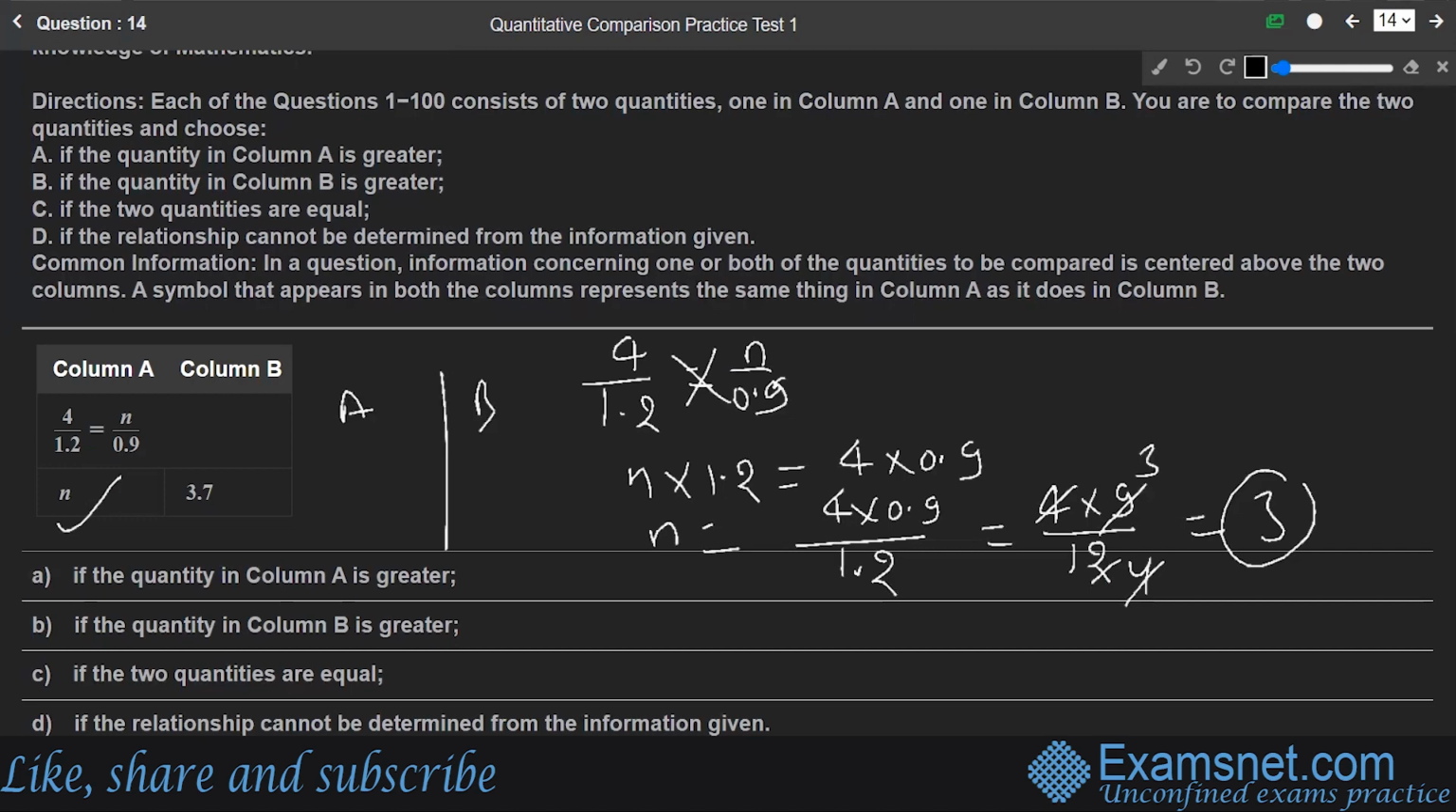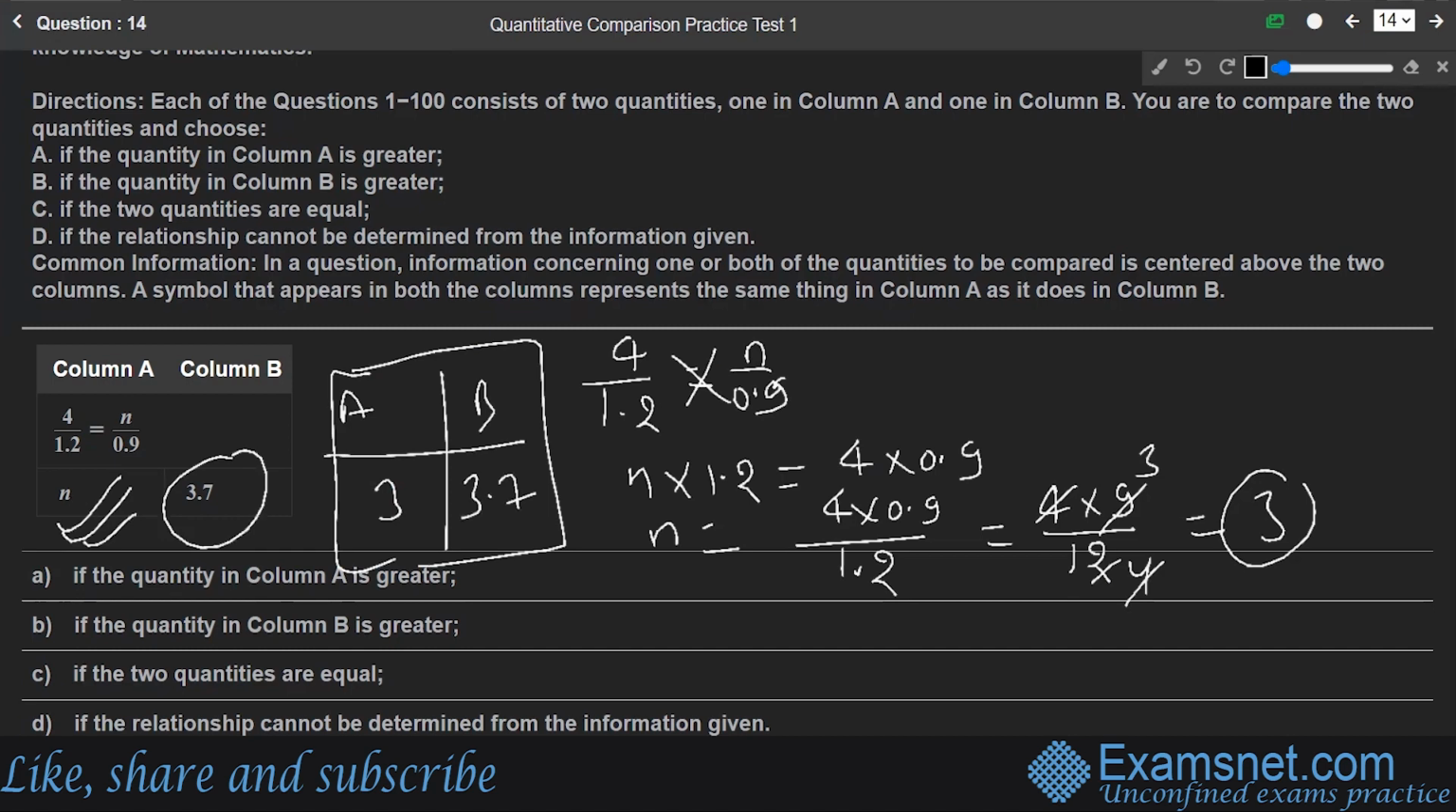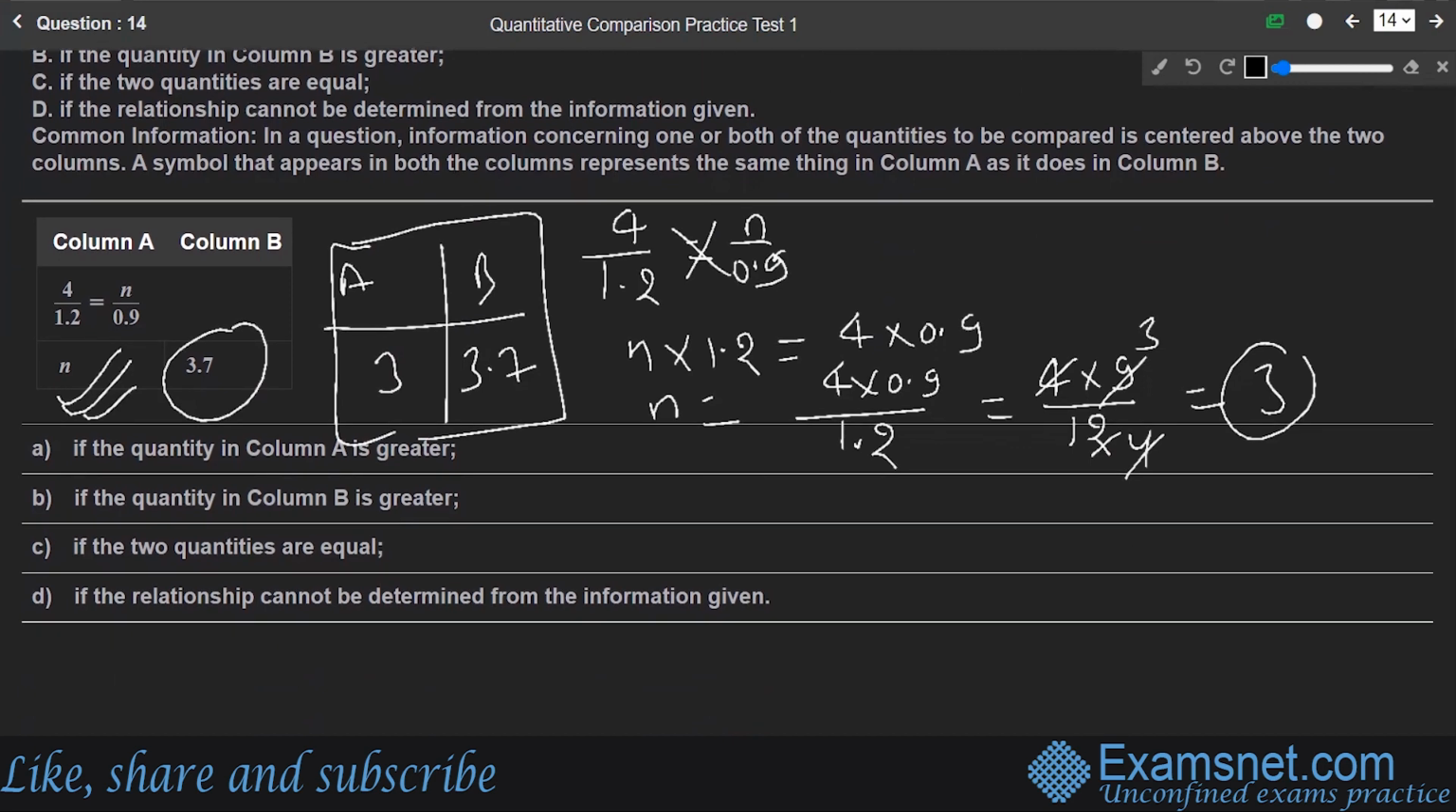Okay, if you compare A and B like this, A is nothing but n. So n value has come out to be 3 for us. What is there on the column B side? It is 3.7. So which is greater? Obviously, the quantity available in column number B is greater. 3.7 is greater. So hit the option called as option B. Okay, that is the right answer.